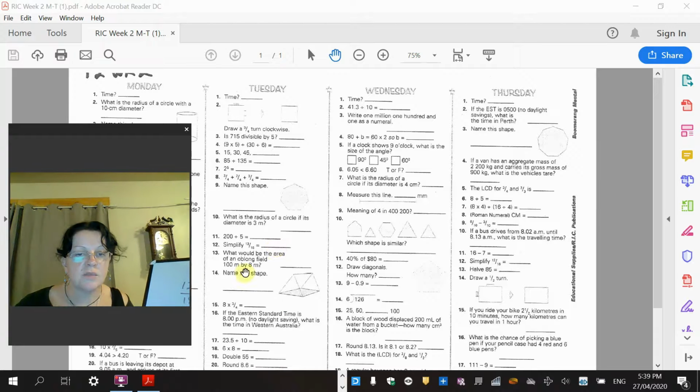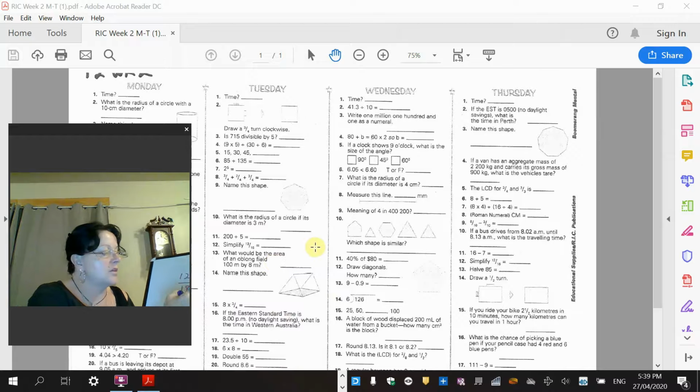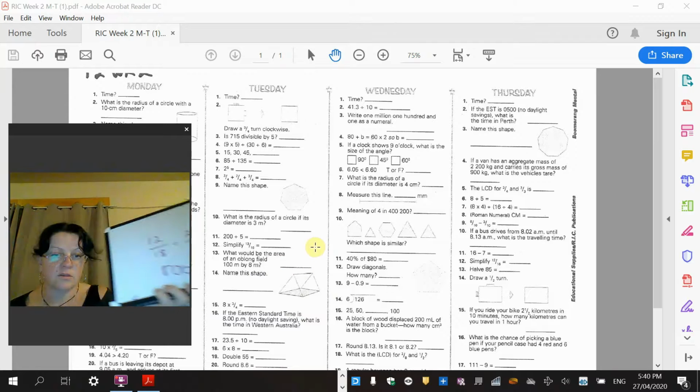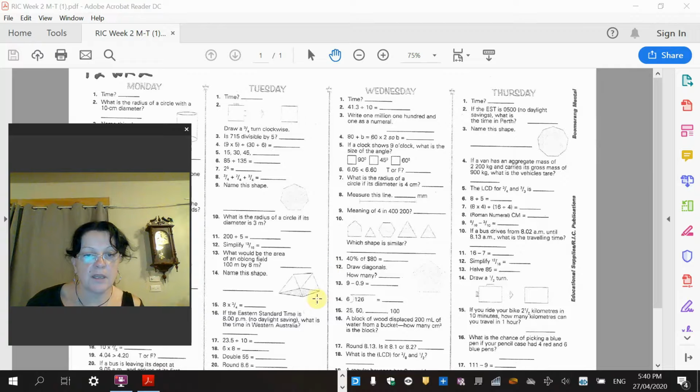Okay, so 13 says, what would be the area of an oblong field 100 meters by 8 meters? So what we need to do there for question 13 is we need to multiply 100 meters by 8 meters. So the long side is 100 meters and the short side is 8 meters. So we just say 100 times 8, that's nice and easy, and that's 800 meters. And because it's the area, we then put a little 2 above it. So we write it like that. That shows that it's squared.